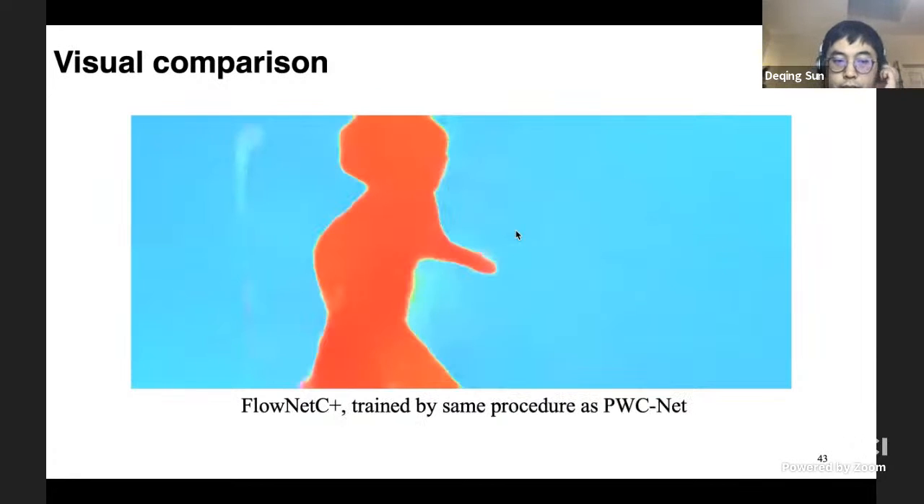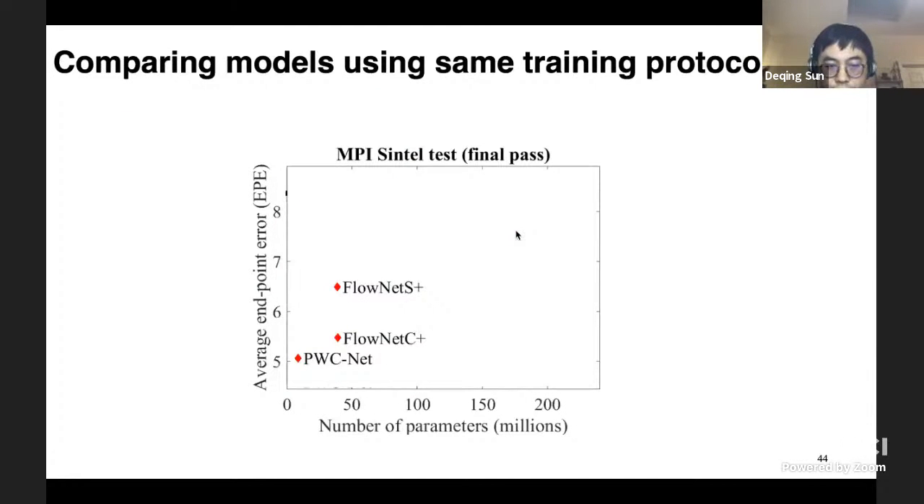But if we compare the networks using the same procedure, just to compare the network architecture, we can still see the improvement brought by PWC-Net. It's not just more accurate, but it uses fewer parameters because it uses domain knowledge. Basically the idea is, if you know something, like the domain knowledge, you build it into the network instead of letting the network train from scratch.